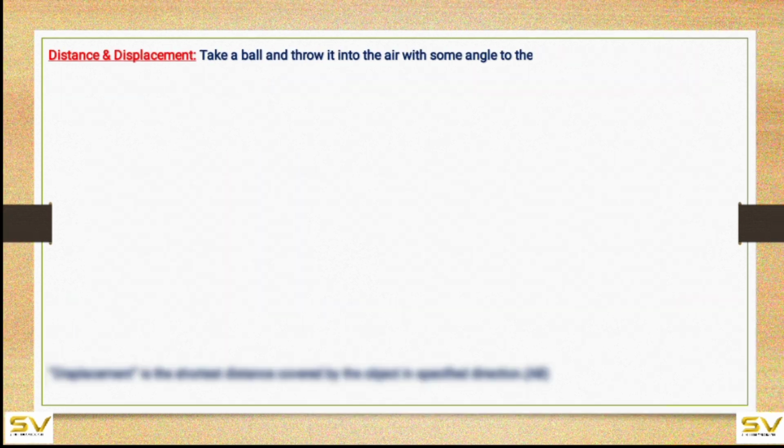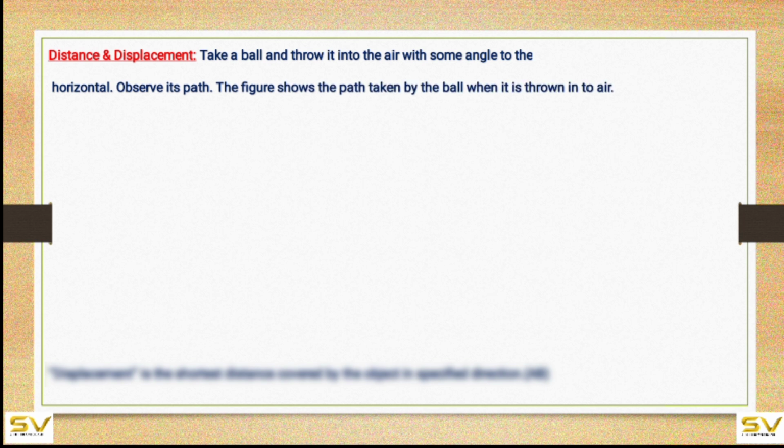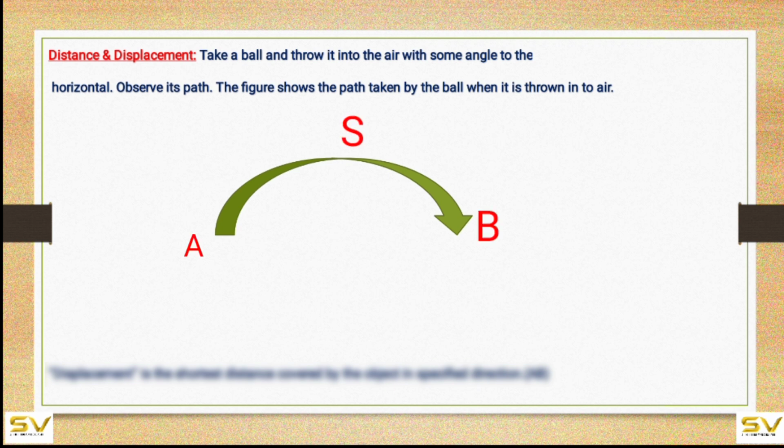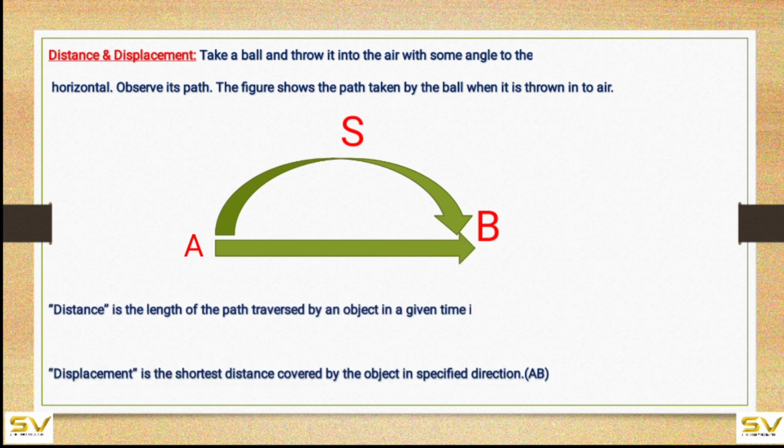Distance and displacement. Take a ball and throw it into the air with some angle to the horizontal. Observe its path. The figure shows the path taken by the ball when it is thrown into air. This is the path. Distance is the length of the path traversed by an object in a given time interval. Displacement is the shortest distance covered by the object in specified direction.